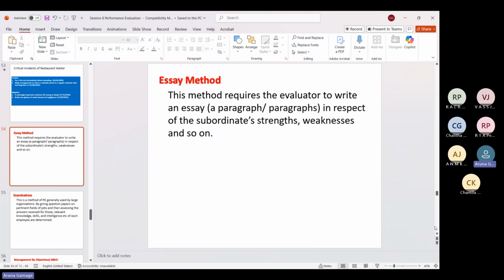A good method. The problem is there are some evaluators who are very good at writing essays, so they will do a good evaluation. But there are some evaluators who do not like to write. Even among students, some were good at writing essays, but some were not. Those who are good at writing essays give a good evaluation, while others may not.